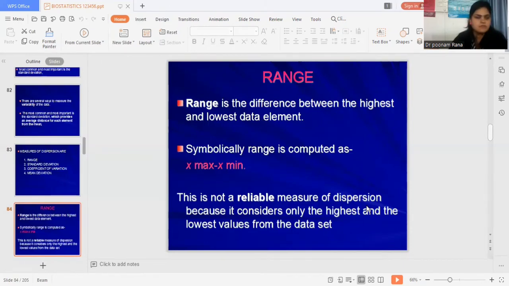Now, what is range? Range is the difference between the highest and the lowest data element. Symbolically, range is computed as you can see on the screen. This is not a reliable measure of dispersion because it considers only the highest and the lowest value from the data set.